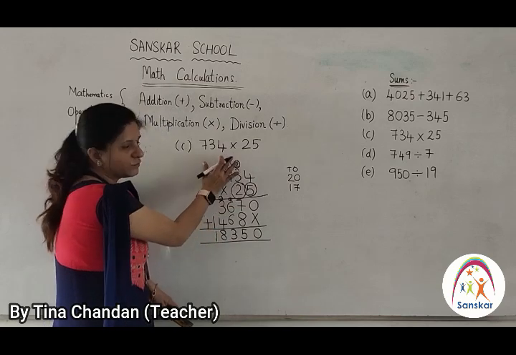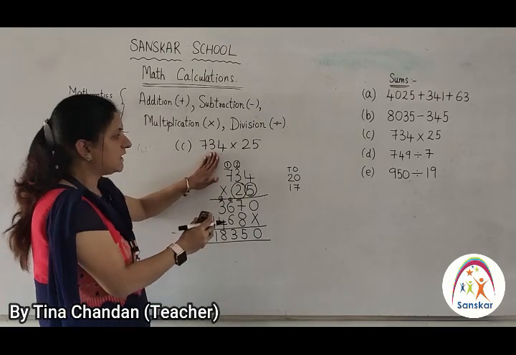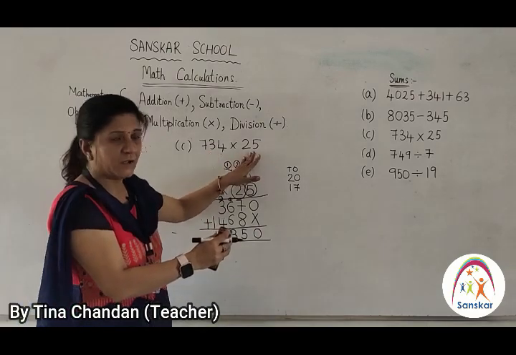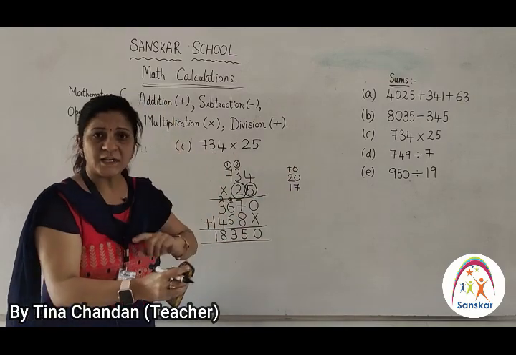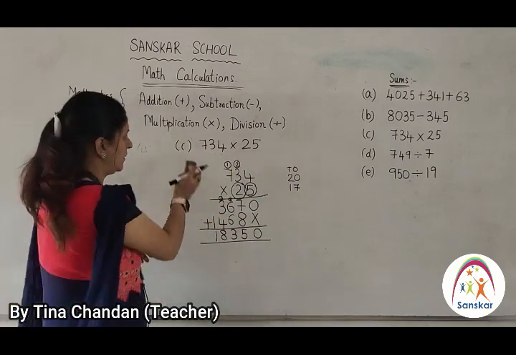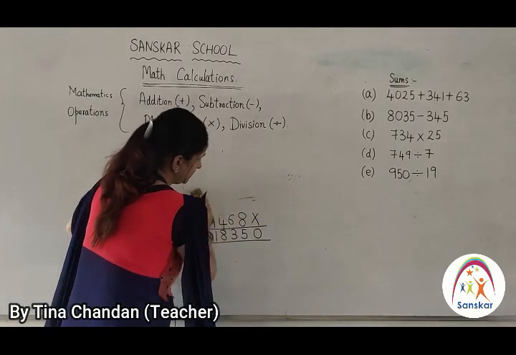So this way you have to multiply the numbers. Okay, a 3-digit number and a 2-digit number, and the same process is for the other numbers also. Now we'll take the question of division. One sum we will take of division.